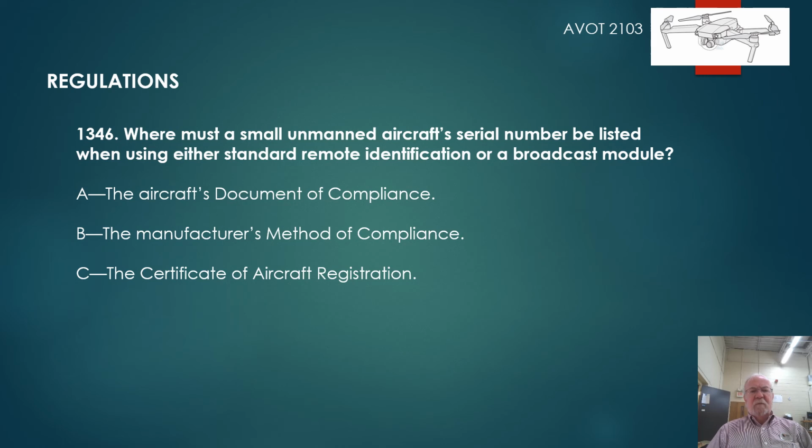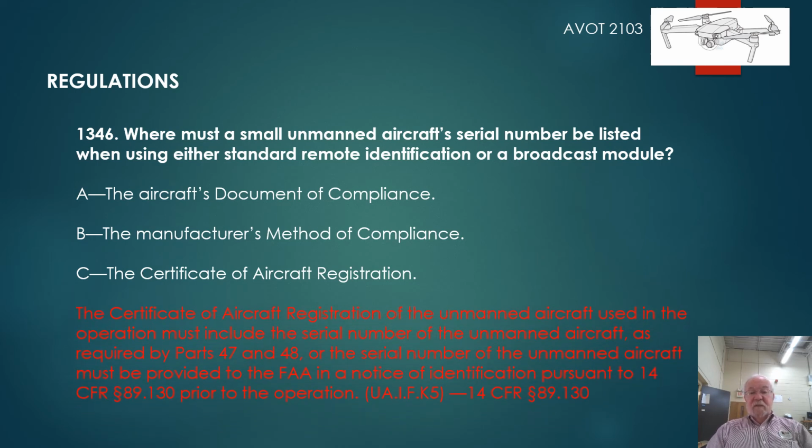Here's another one. Where must a small unmanned aircraft serial number be listed when using either standard remote identification or broadcast module? The certificate of aircraft registration of the unmanned aircraft used in operation must include the serial number. So it's C, the serial number of the manned aircraft as required in Part 47 and 48, or the serial number of the unmanned aircraft must be provided to the FAA in a notice of notification pursuant to, et cetera, et cetera, et cetera. So certificate of aircraft registration is the answer here.